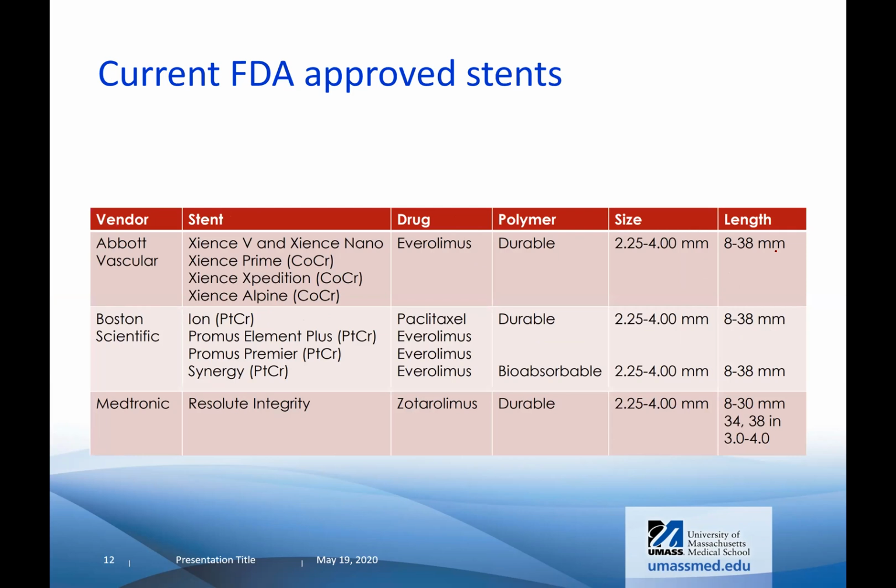Then we have the drug-eluting stents. We have Abbott stents, which are Xience stents. We have Boston Scientific stents, which are mainly Promus and Synergy. We have the Synergy available. And then Medtronic stents, which are Resolute or Onyx. The drugs are different, but we have found that everolimus is kind of a superior drug in keeping the endothelium off the stent. So the Promus and Synergy are all everolimus stents, but Resolute is a zotarolimus stent.